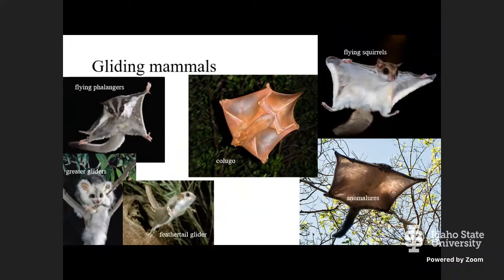Anomalurs are rodents. Flying squirrels are squirrels, so a kind of rodent. And colugos are related to you guys, right? Tree shrews, colugos, and primates are all in the same group together. All six of these mammals are gliders, getting from tree to tree. They've all evolved it completely on their own. So they look similar, but if you look at the details, they're all different. Take a second, talk to each other about these gliding mammals and what you can tell about them.